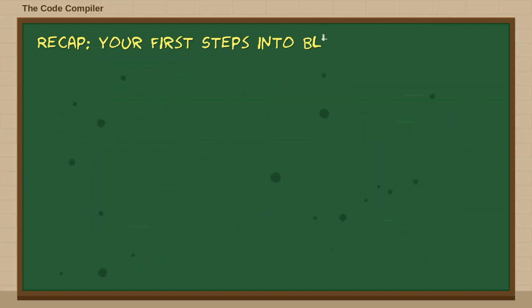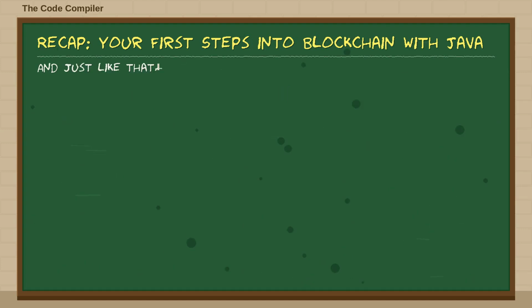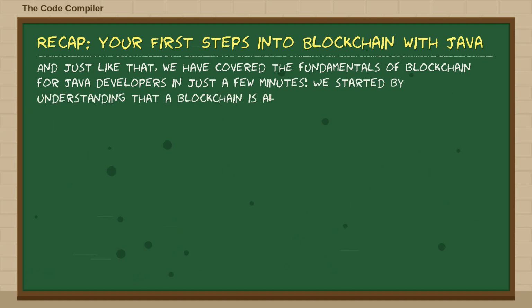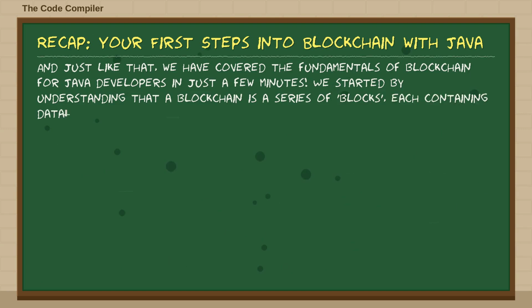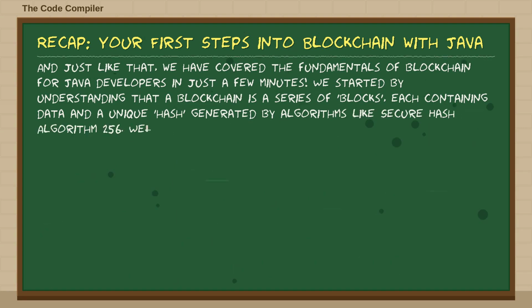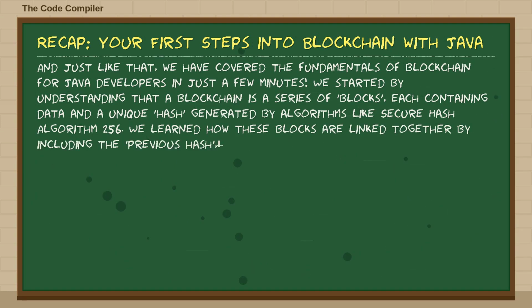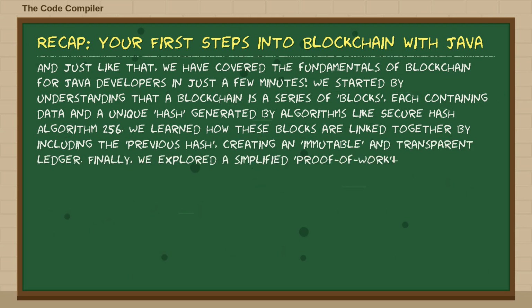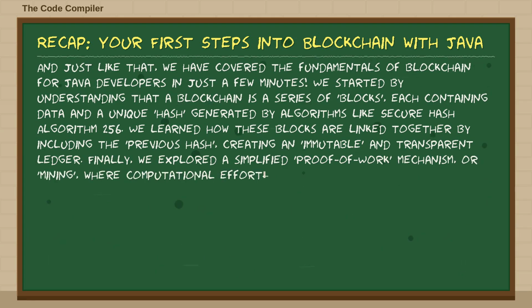And just like that, we have covered the fundamentals of blockchain for Java developers in just a few minutes. We started by understanding that a blockchain is a series of blocks, each containing data and a unique hash generated by algorithms like Secure Hash Algorithm 256. We learned how these blocks are linked together by including the previous hash, creating an immutable and transparent ledger. Finally, we explored a simplified proof-of-work mechanism, or mining, where computational effort is used to add new blocks securely.